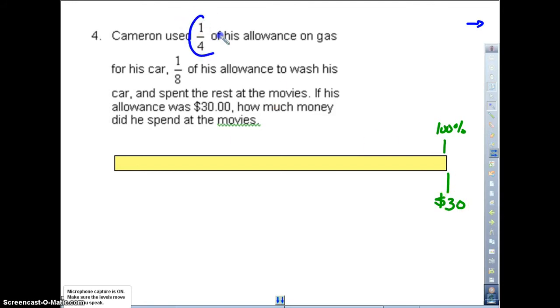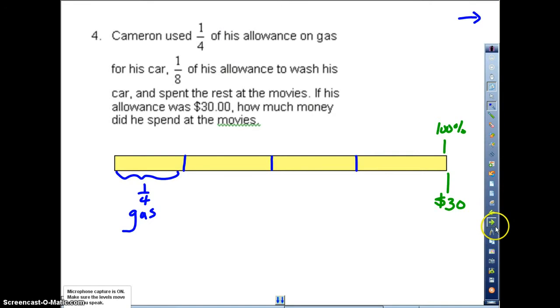Well, it says he spent 1/4 of it on gas. So let's break that up into 4 equal pieces. 1/4 of that was for gas. Right there. That 1/4 was spent on gas.